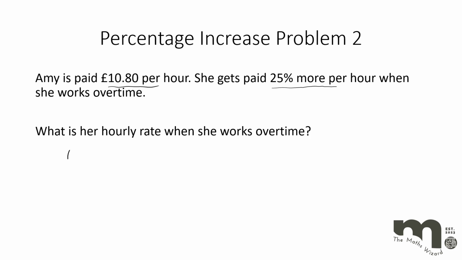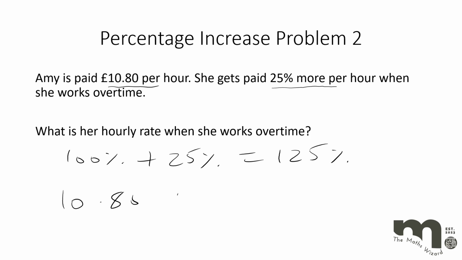Okay, so £10.80 is 100%. If we add on that 25%, we get 125%. So our multiplier here would be 1.25. So if we do £10.80 times 1.25, she's going to be getting £13.50 an hour for every hour of overtime she works.